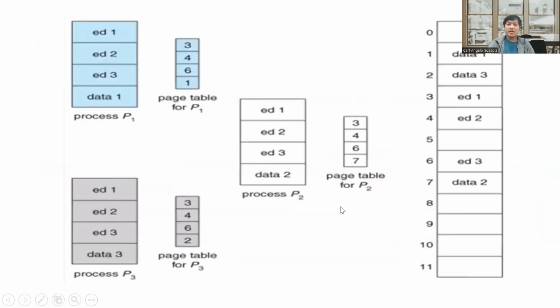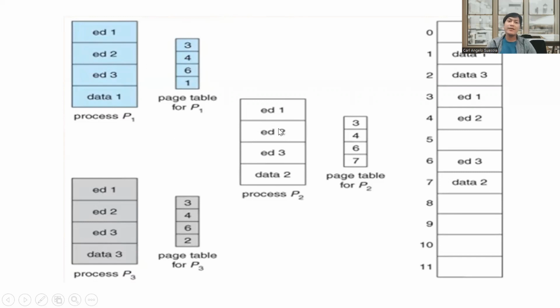Using the shared pages, for example, process 1 has pages 1, 2, 3, and it holds data 1. The same with process 2: we have pages 1, 2, 3, and it holds data 2. The same with P3. Every process has its own page table that is created.